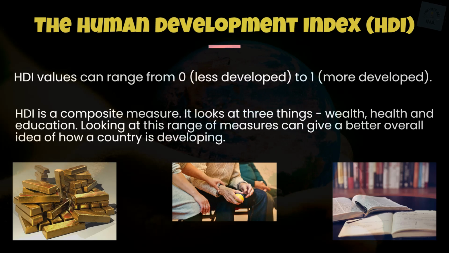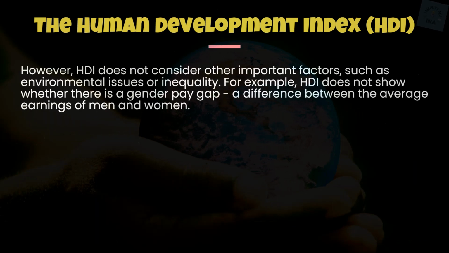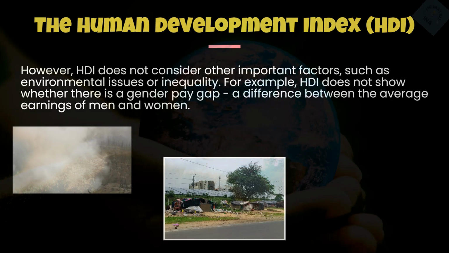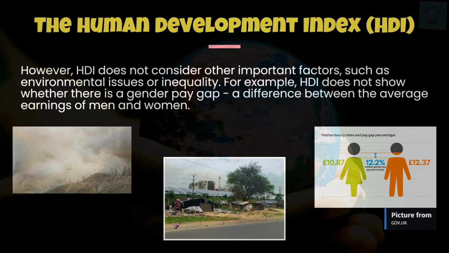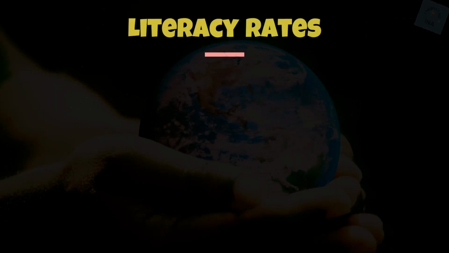Looking at this range of measures can give a better overall idea of how a country is developing. However, HDI does not consider other important factors, such as environmental issues or inequality. For example, HDI does not show whether there is a gender pay gap, a difference between the average earnings of men and women.